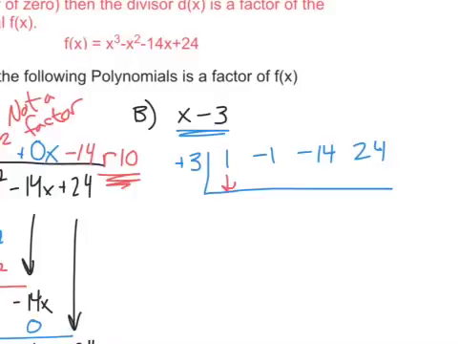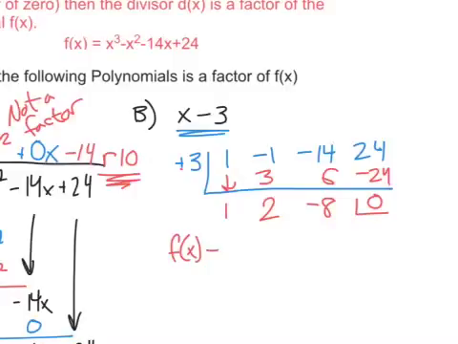So bring down my 1. 1 times 3 is 3. Add down, I get 2. 3 times 2 is 6. Add down, -8. 3 times -8 is -24. And when I add down, I get 0. So f of x divided by x minus 3 equals x squared plus 2x minus 8, remainder 0.